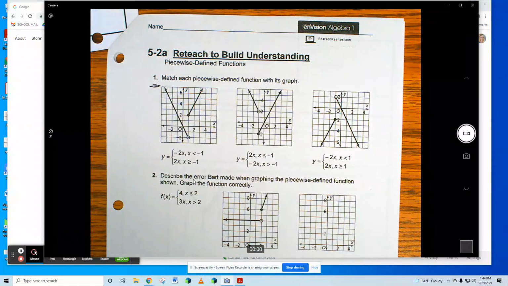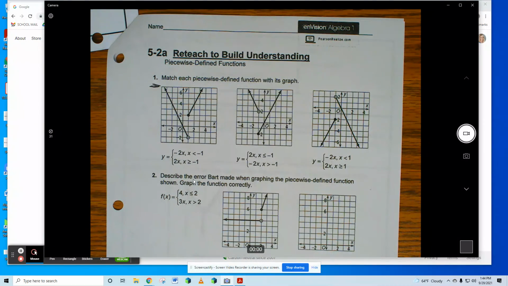Number 1 actually has 3 parts. It's a matching. You need to look at these lines and say, where is the line drawn that it's less than 1? That means there's an open circle. Everybody watch me. There's an open circle at 1, and this line goes downward, negative 2x. And then this line is positive 2x. That's upward. It's a closed circle at 1, and it's greater than. So it's past 1. Where's the line going to be past 1, bigger than 1?